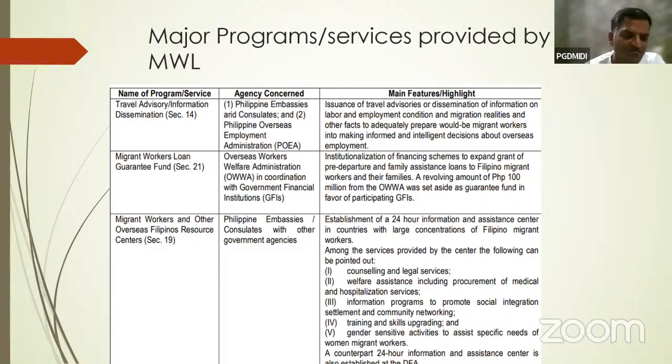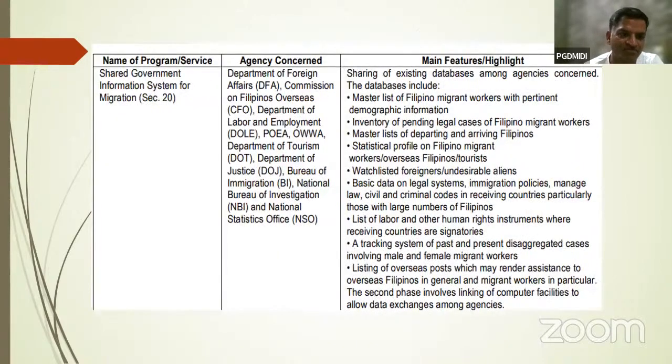Then we have the migrant workers and other overseas Philippines resource center, which actually facilitates in each embassy, with almost 24 hours service in all this: legal service, welfare assistance, and information programs to promote social integration. All these are available for Philippines workers. Then they share government information for migration. There are so many agencies you can see: Department of Foreign Affairs, Commission on Philippines Overseas, Department of Labor and Employment, then Department of Tourism, cutting across ministries and departments. You can see the coordination, so that people are very well managed in their migration experience, getting jobs and everything.